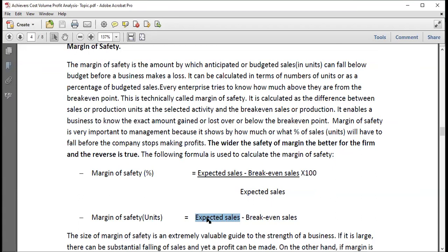Because if this company falls by the 10,000 units, it starts to make losses. You get it? So that is how margin of safety works. It's important for us to have that in mind. So margin of safety can also be expressed as a percentage. Of course, it's expressed as a percentage of the expected sales.